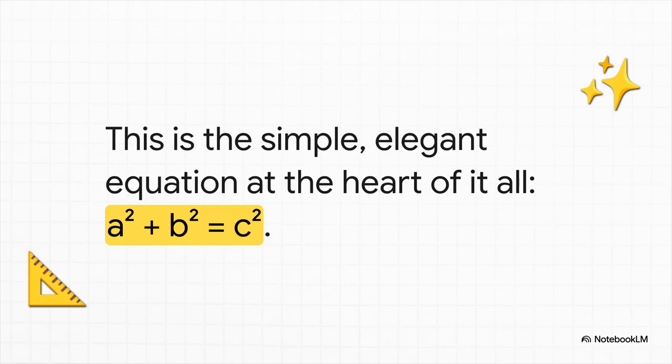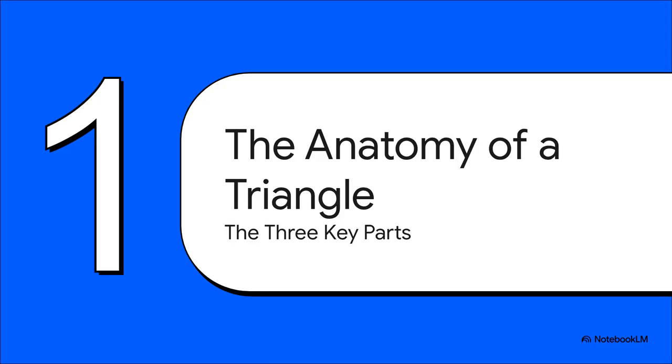A squared plus b squared equals c squared. This, right here, is the Pythagorean Theorem. And I promise, by the end of this, you are going to understand exactly what it means and how to use it like a pro. Okay, let's dive in.